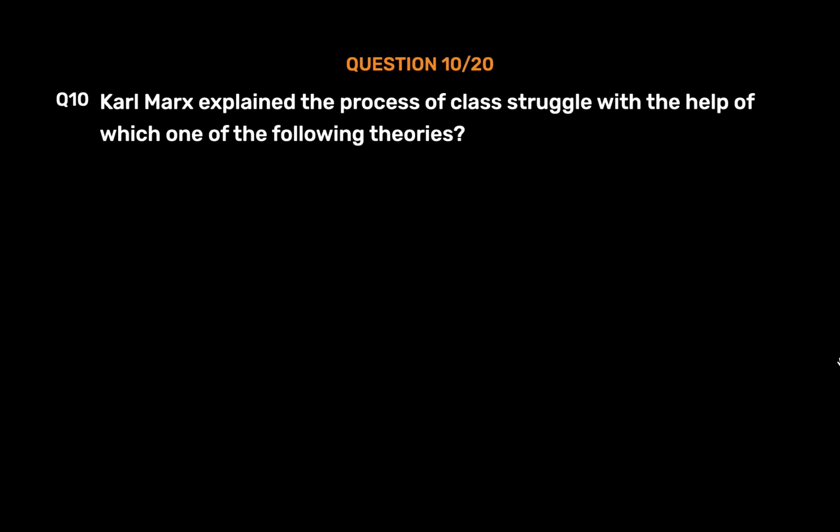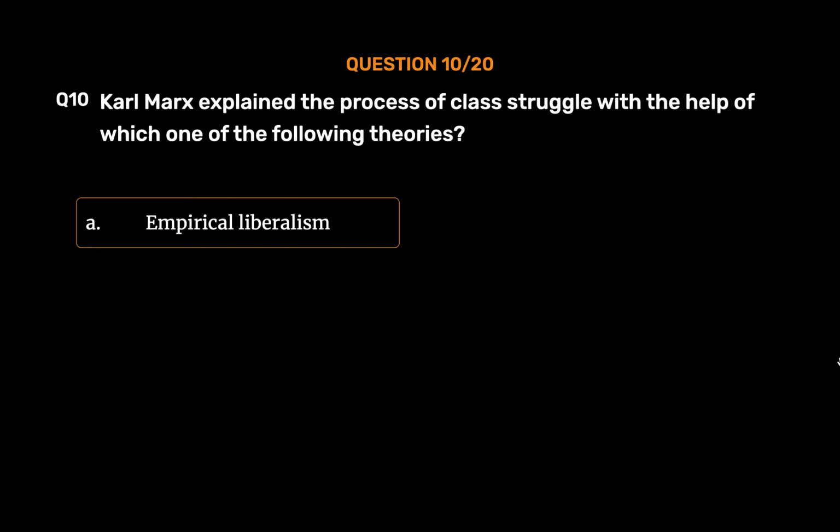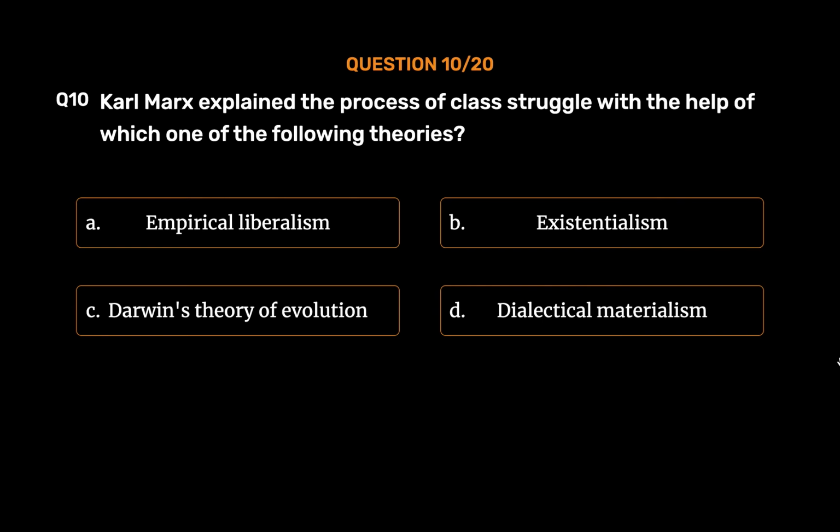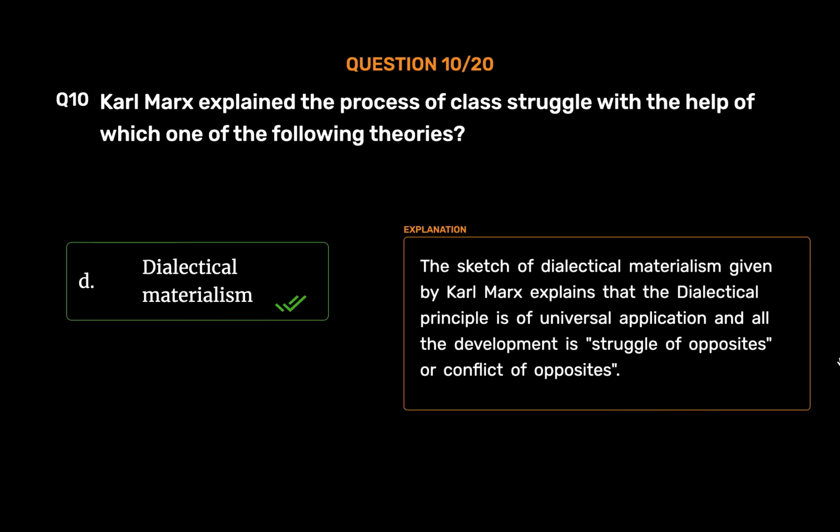Question number 10. Karl Marx explained the process of class struggle with the help of which one of the following theories? Option A. Empirical liberalism. Option B. Existentialism. Option C. Darwin's theory of evolution. Option D. Dialectical materialism. The correct answer is Option D. Dialectical materialism. The sketch of dialectical materialism given by Karl Marx explains that the dialectical principle is of universal application and all the development is struggle of opposites or conflict of opposites.